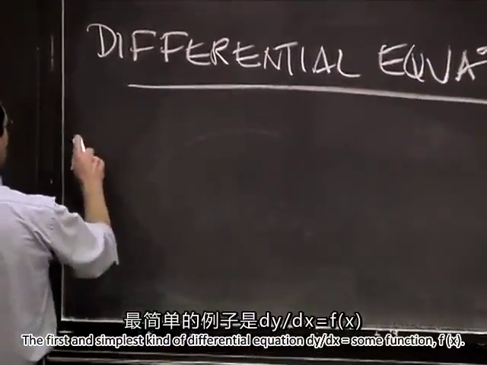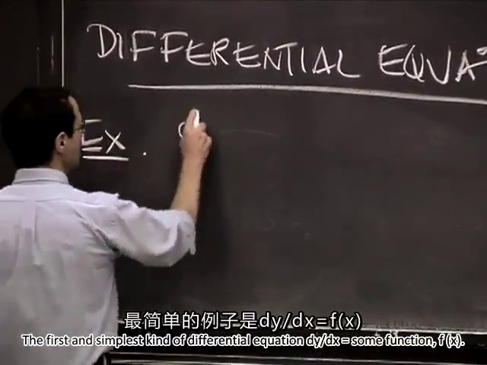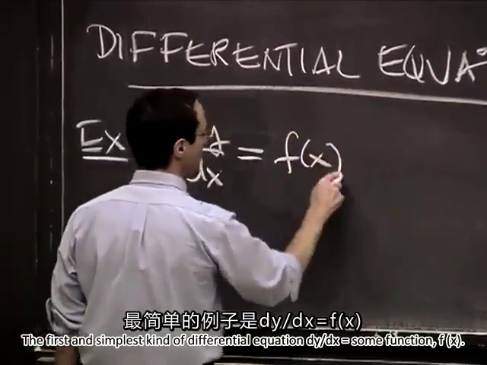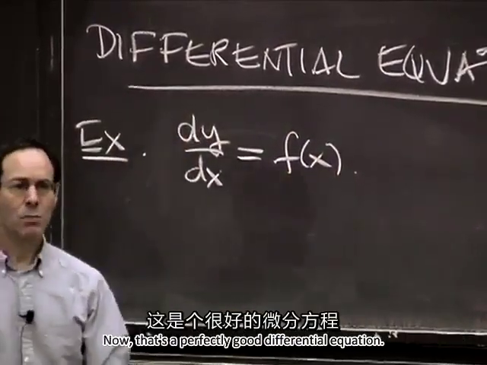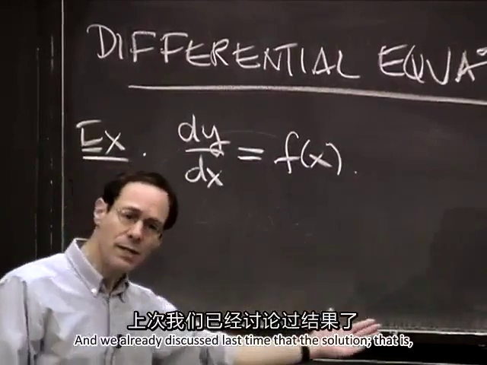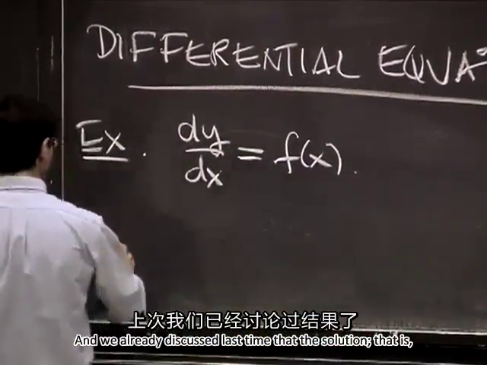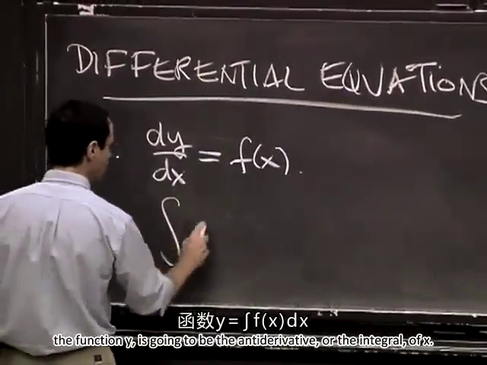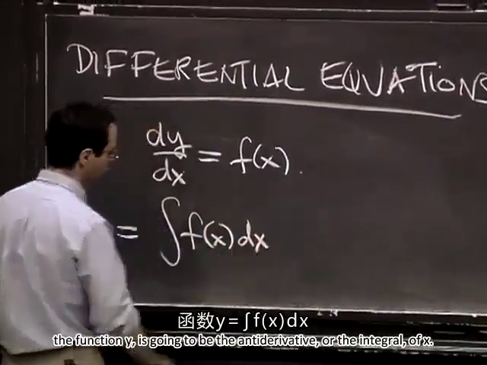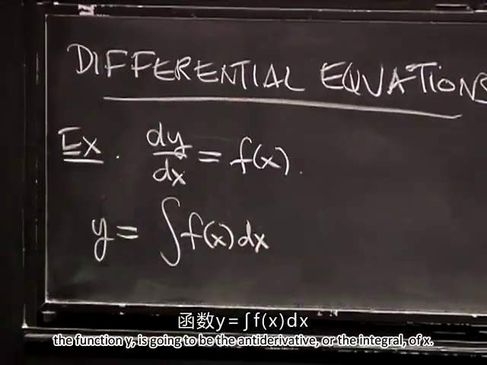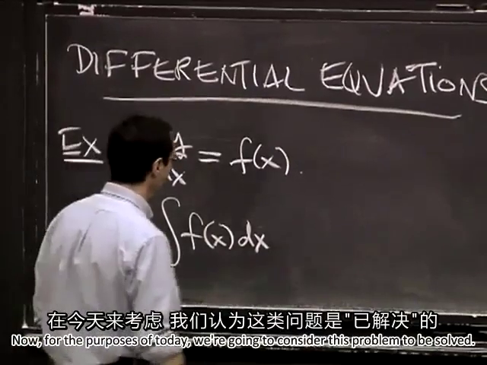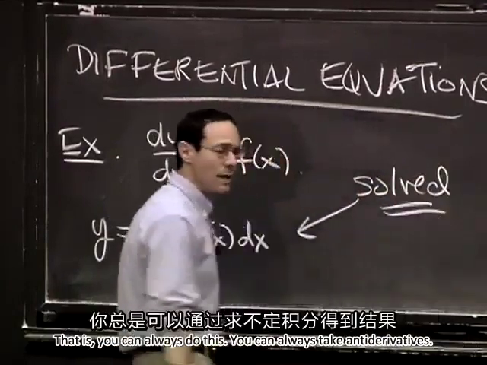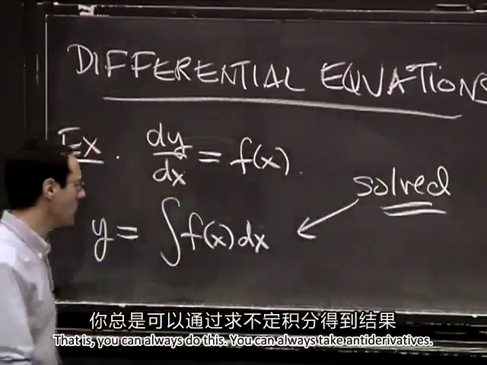The first and simplest kind of differential equation is the rate of change of y with respect to x is equal to some function f of x. Now, that's a perfectly good differential equation, and we already discussed last time that the solution, that is the function y, is going to be the antiderivative, or the integral, of f of x. Now, for the purposes of today, we're going to consider this problem to be solved. That is, you can always do this. You can always take antiderivatives.